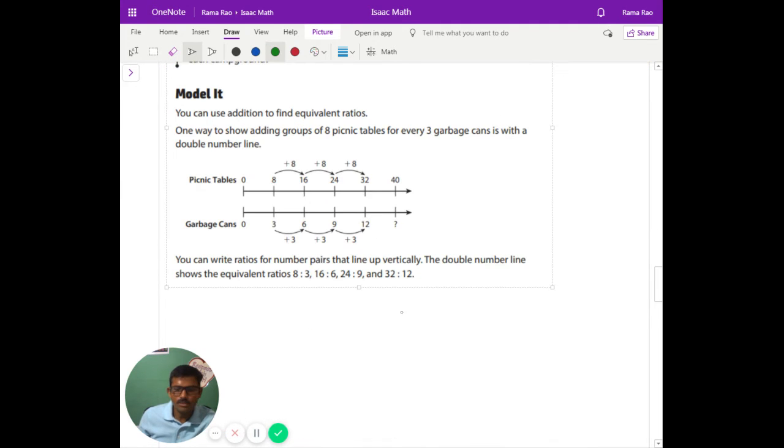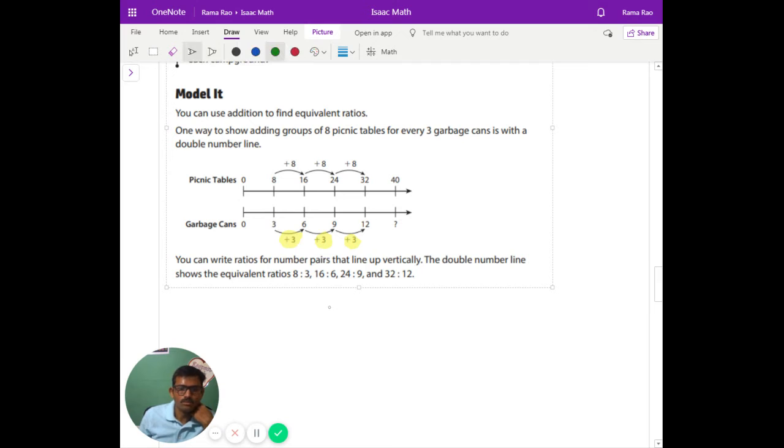Okay. When you did the modeling part, as we just explained, this is the number line, you can use it. You see this 8, 16, because you're adding every 8 tables here, and then you're adding 3 more garbage cans right here, 3 plus 3 plus 3. So like that, if I have 40 of them, you can see how many you needed.